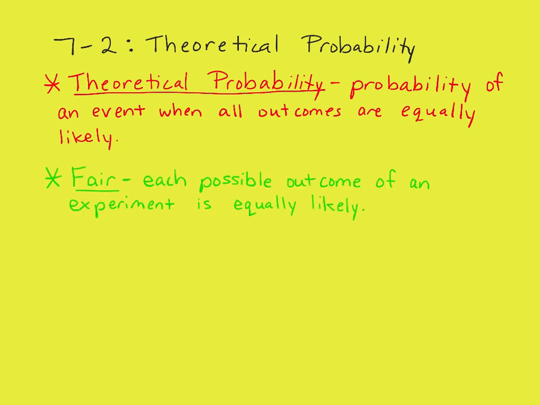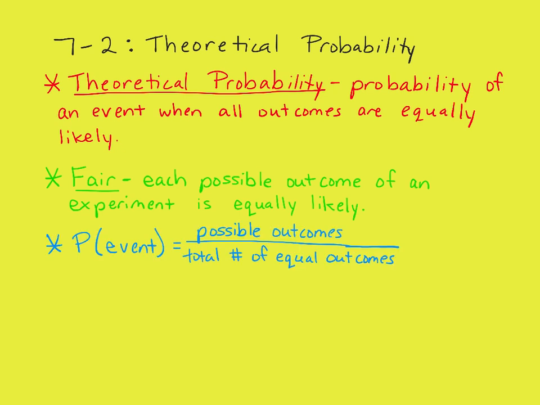We can call an experiment fair if each possible outcome is equally likely. So if we flip a coin, it's fair if it could land on heads 50% of the time and tails 50% of the time. But it would not be fair if that coin was weighted where it would land on heads far more often than tails.